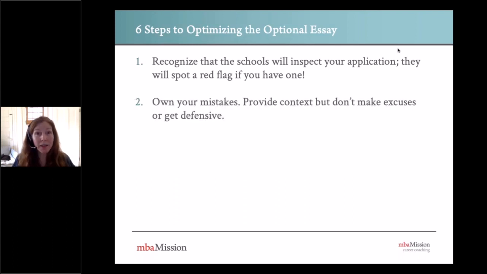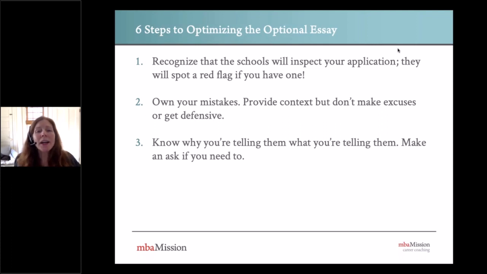So with that in mind, I want you to own your mistakes, okay? Just own them. You want to direct the narrative. You want to make sure they understand rather than come to some crazy inference or conclusion about what happened. Tell them what happened. Provide the context, but also don't make excuses or get defensive. Just state the facts. Tell them what happened, okay? And present that information in a straightforward way.